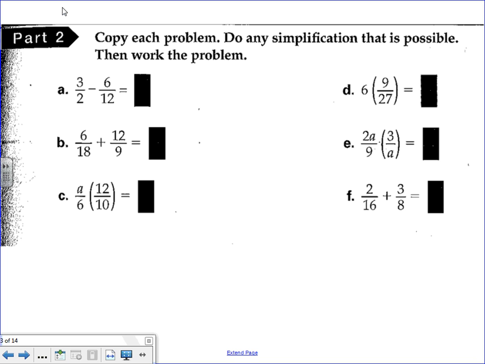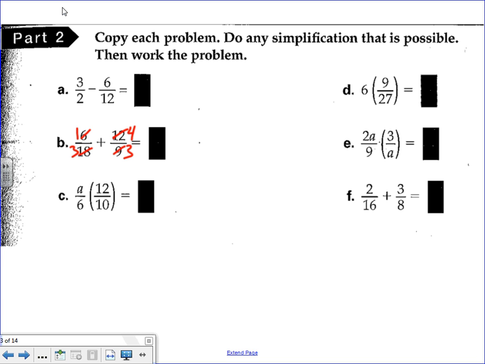So we have 6/18 plus 12/9. So I look at the 6/18 to see if I can simplify that. And yes, I can, because 6 goes into 6 one time, and 6 goes into 18 3 times. Okay, then I take a look at the 12/9. And I notice that 3 goes into both 12 and 9. Because 1 plus 2 is 3, so 3 will go into 3, which means 3 will go into 12, and 3 will go into 9. So 3 goes into 12 4 times, and 3 goes into 9 3 times.